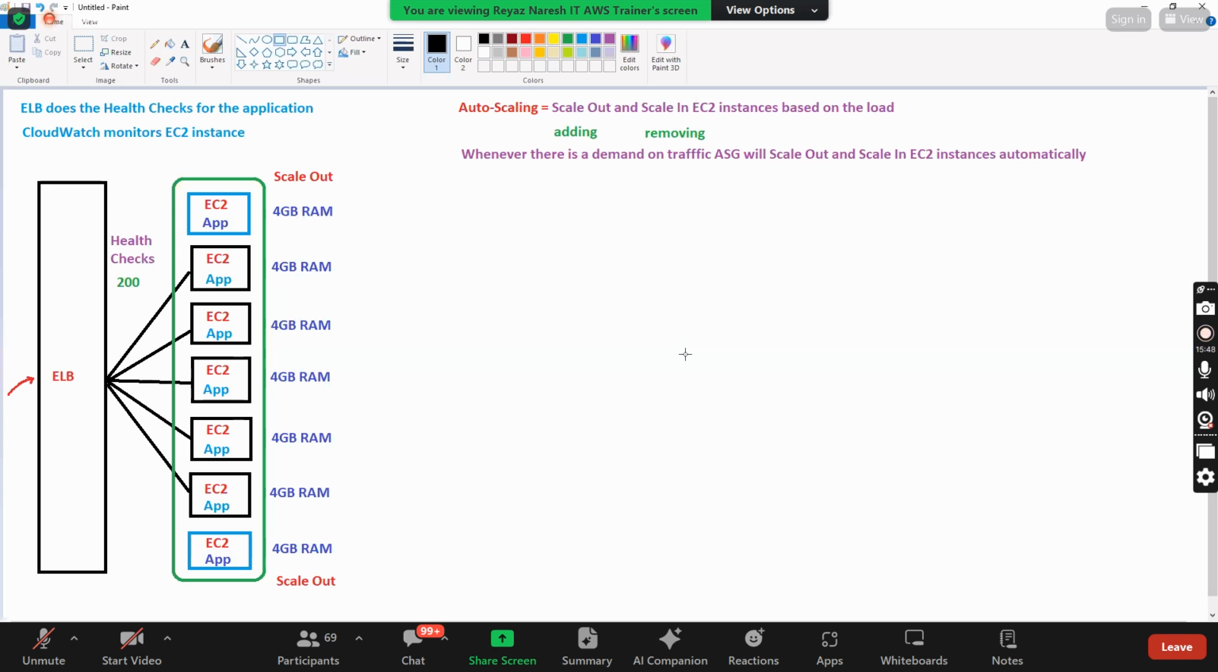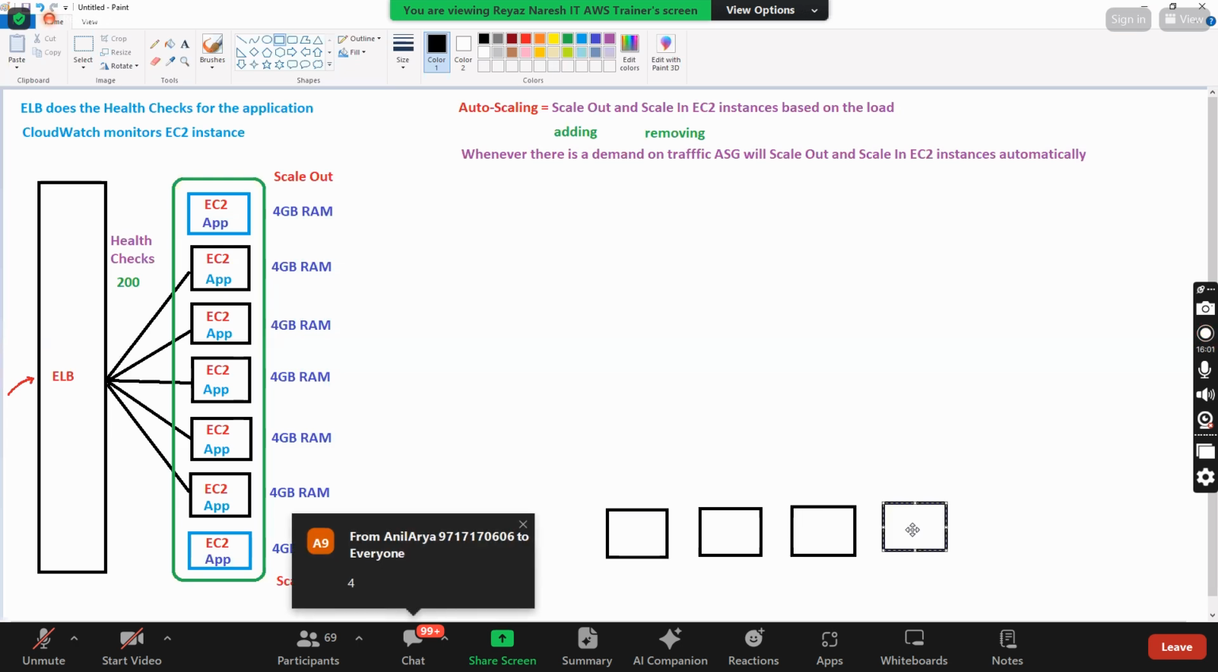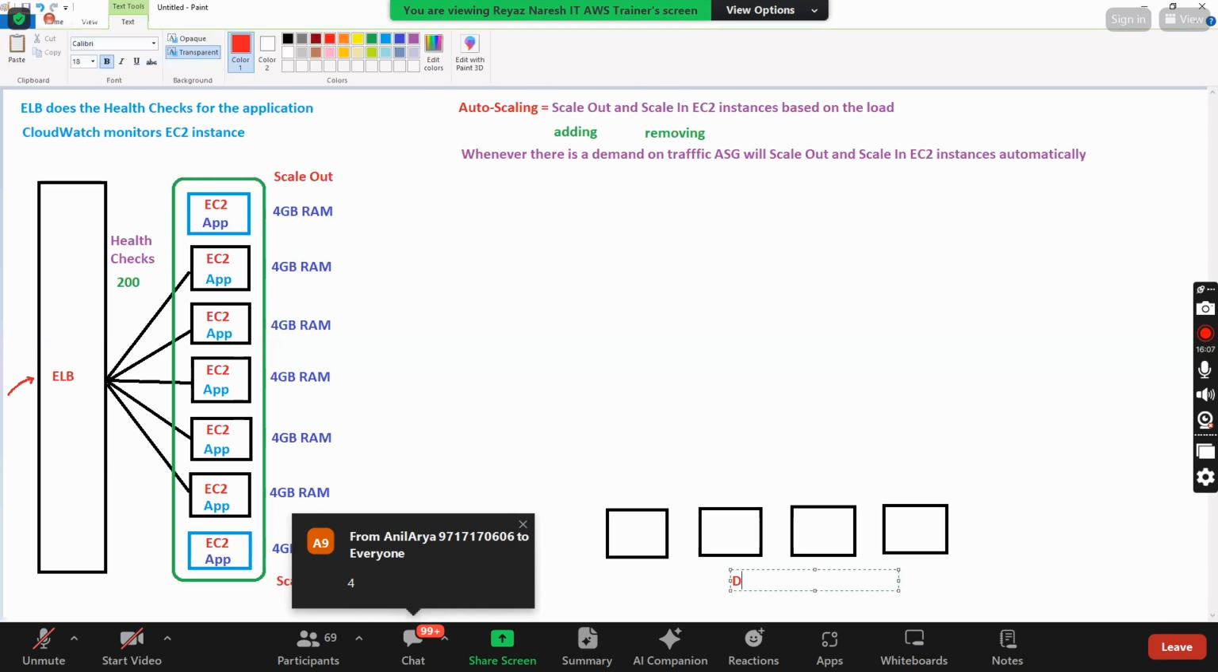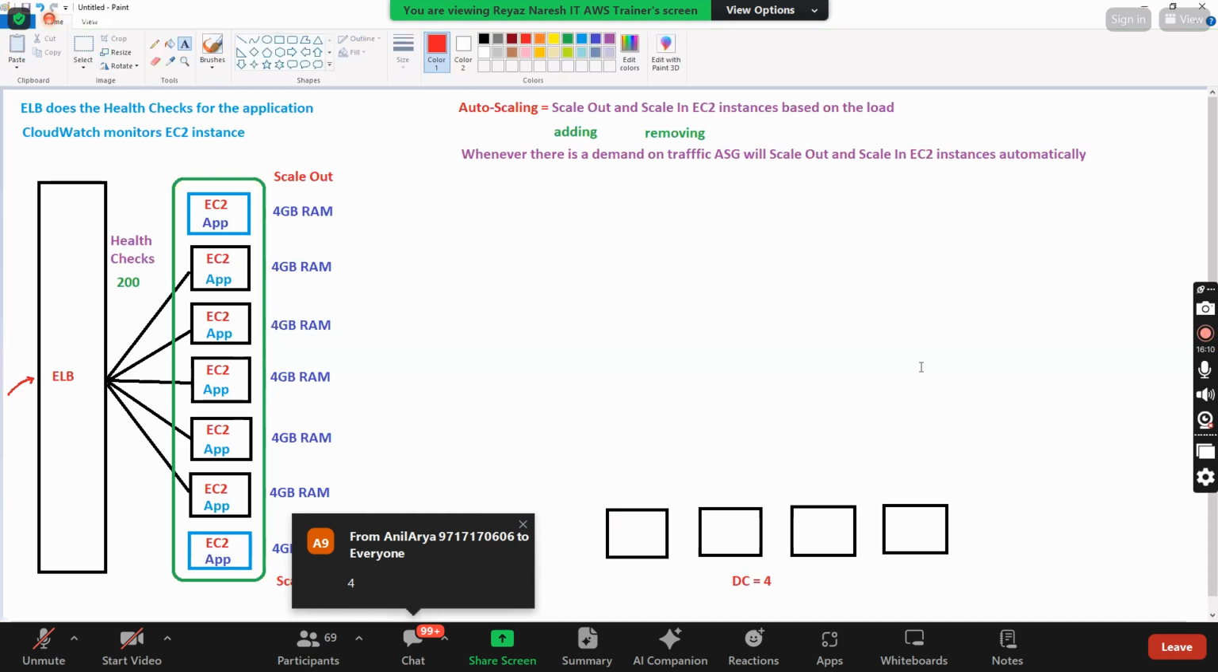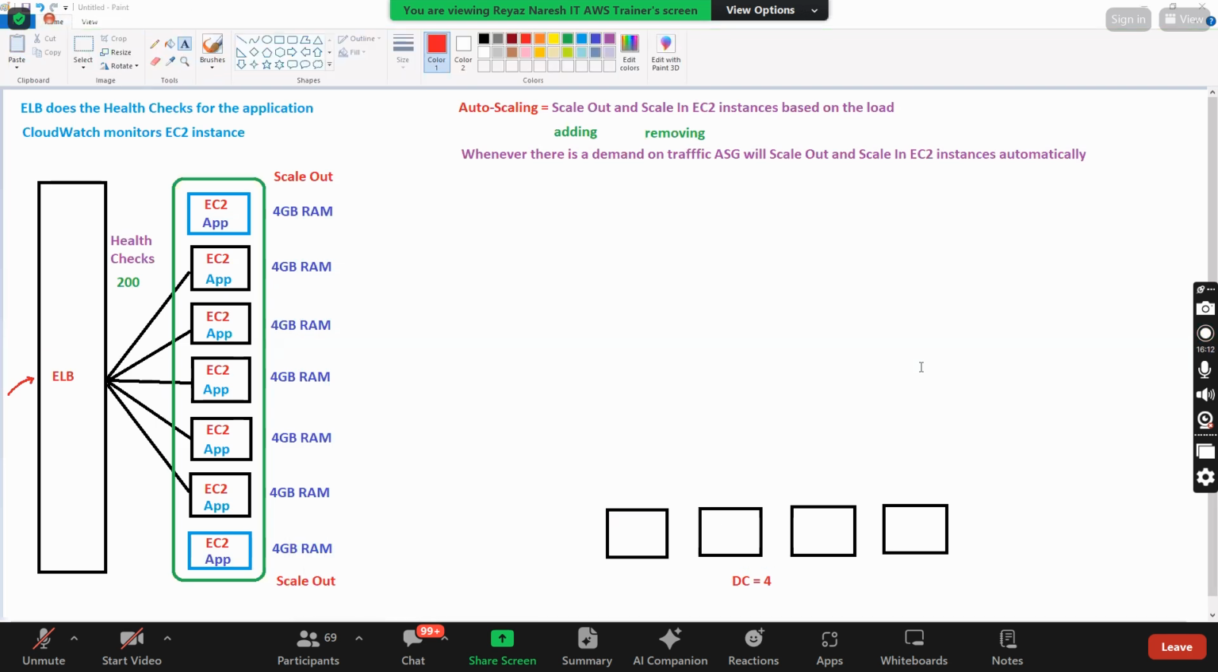That is your wish. That is your desire. So how many EC2 instances do you want to launch initially? 4. So can I call this desired capacity? DC. What is your desired capacity? 4. Initially, how many EC2 instances you wish to have, that is called desired capacity.